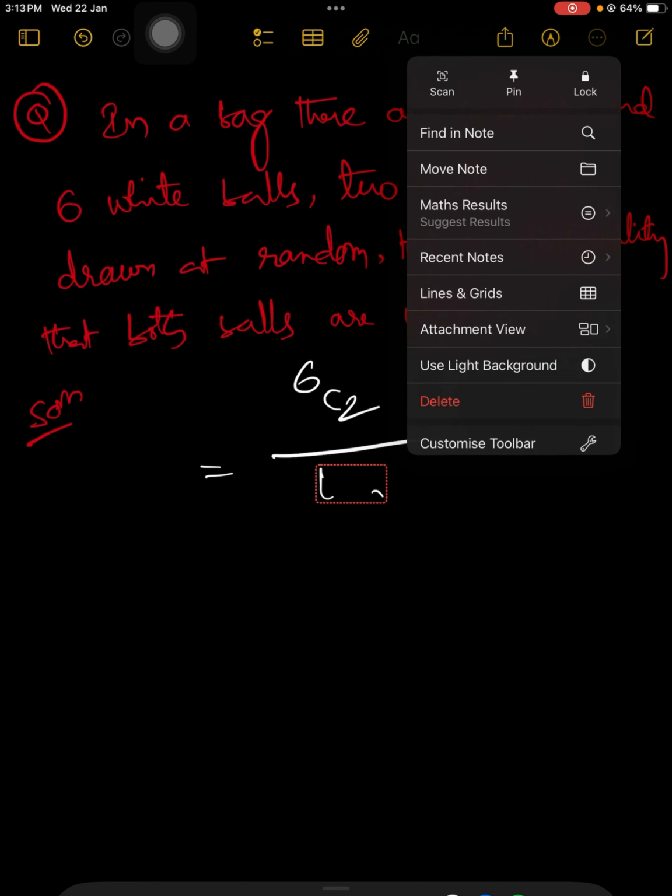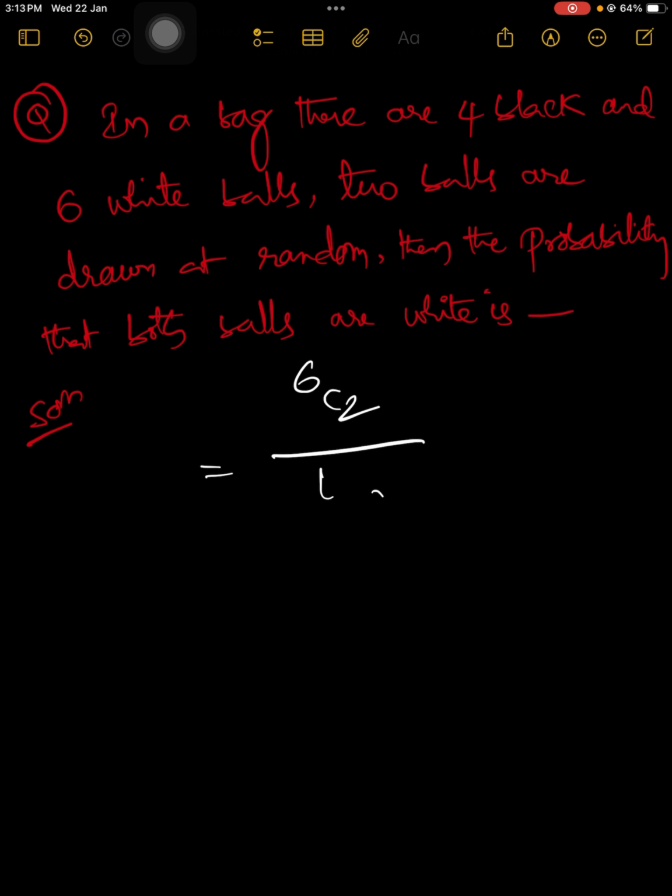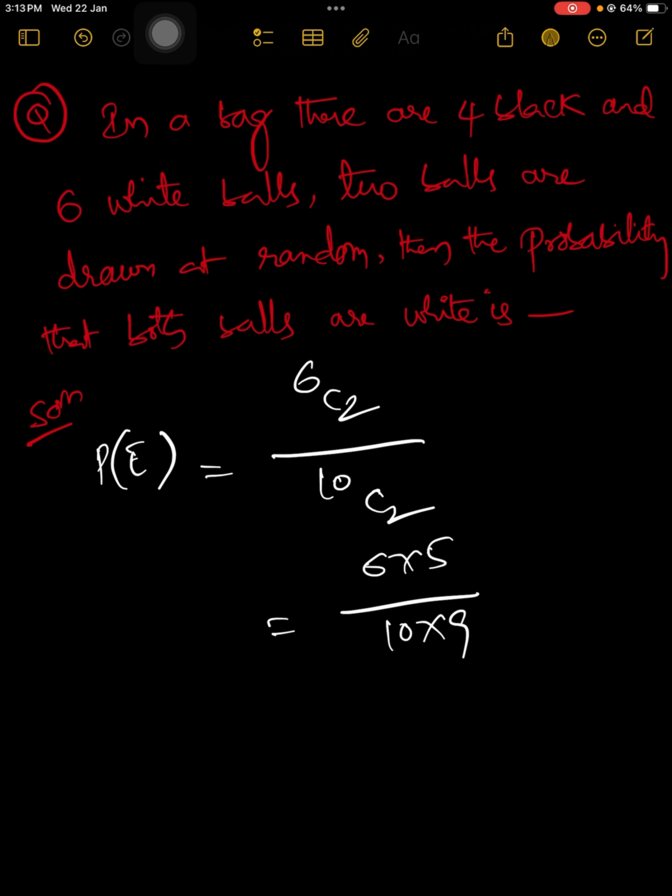Why? Because coming to this event, probability of getting both balls white: out of 6 whites we can select 2, and the total sample space is 10c2, that is 6 into 5 divided by 10 into 9. So 5 ones are 5, 5 twos are 10, 3 twos are 6, 3 threes are 9, so the 2 gets cancelled. So the answer is 1 by 3. It's a very easy question.